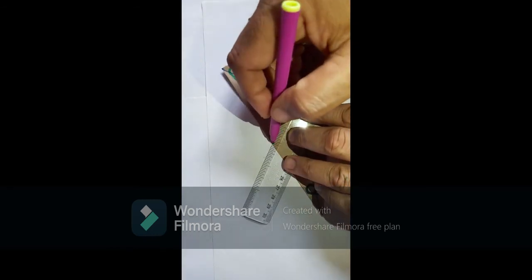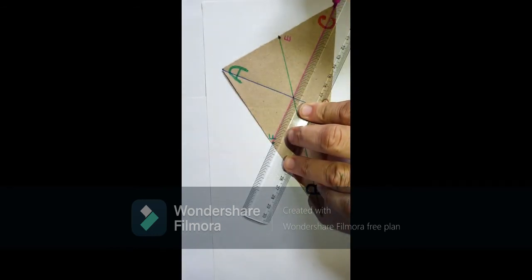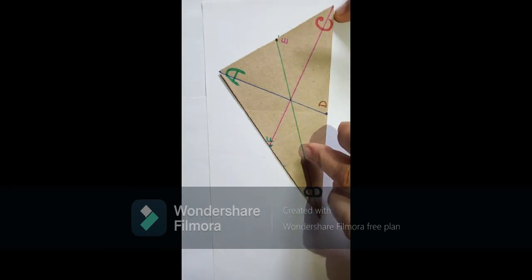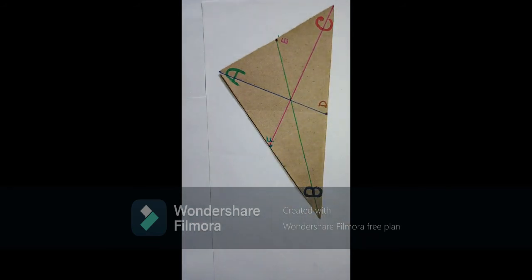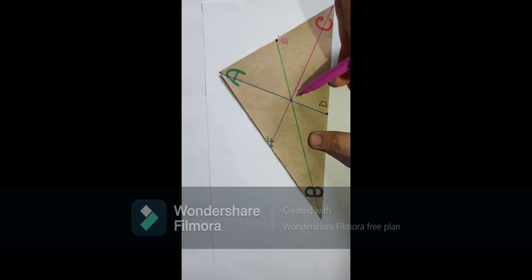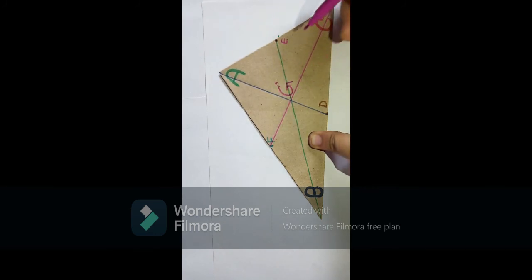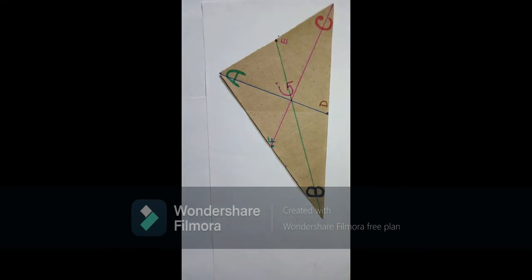Now what you can see is that the three medians of the triangle are concurrent. So this is how, using paper folding method, we can show that the three medians of a triangle are concurrent, and we commonly call this point G. So G is the centroid of the triangle ABC.